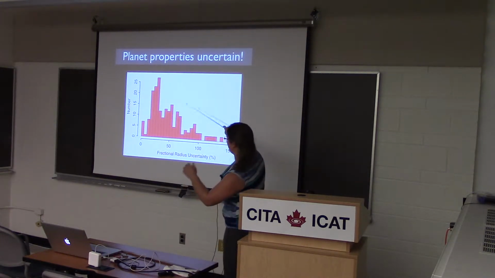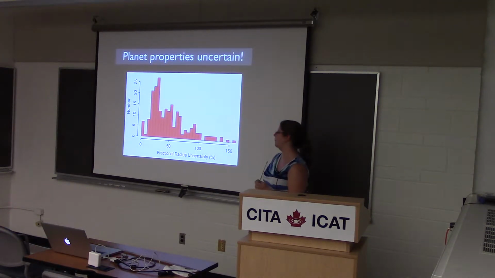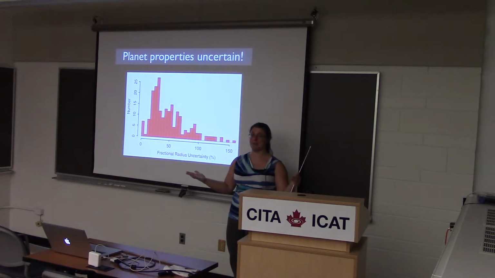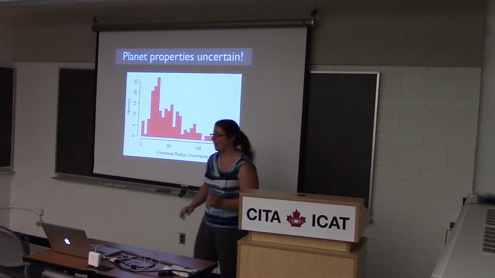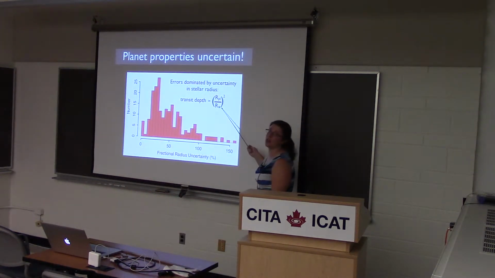And the reason, what I'm plotting here is a histogram of the size of the error bar on the planet's radius divided by the radius measurement. All right, so the fractional uncertainty. And you can see that they're pretty significant. The radius error bar can be just as large as the measurement, and sometimes even more. And the reason for this is the uncertainty in the stellar radius.